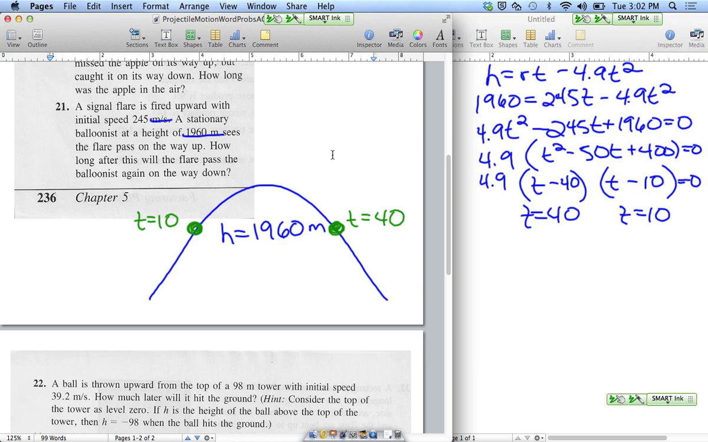The balloonist sees the flare when it passes through its height the first time. And the question says, how long after this will the flare pass the balloonist again on the way down? So if it passed through at the 10-second mark and it continues on, and then at the 40-second mark it passes the balloonist again, that would be 30 seconds later would be the correct answer to this question. 30 seconds later is when the balloonist would see the flare again.